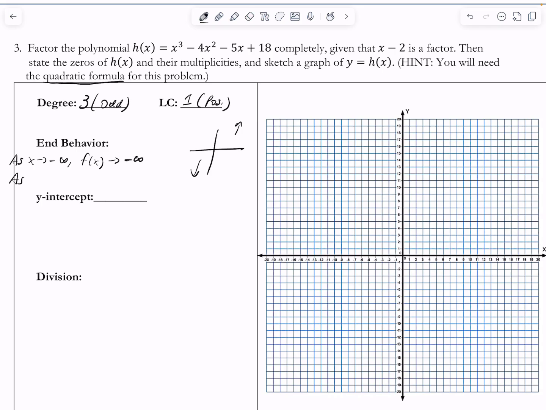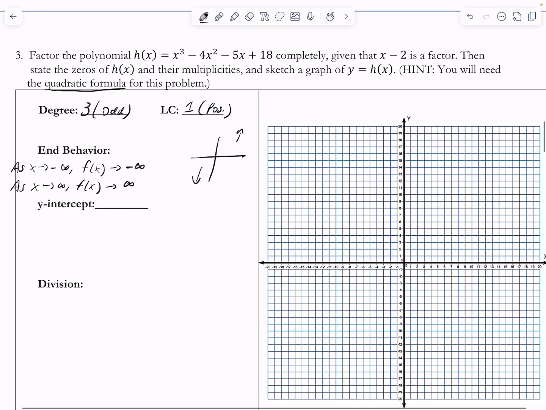Here we go. And then as we move to the right, our function is going to approach positive. There we go. The y-intercept, I'm going to go ahead and skip plugging in 0. I think we've done it enough times. You can see it's just going to be 0, 18, right? Which is not surprising because all the other values become 0.